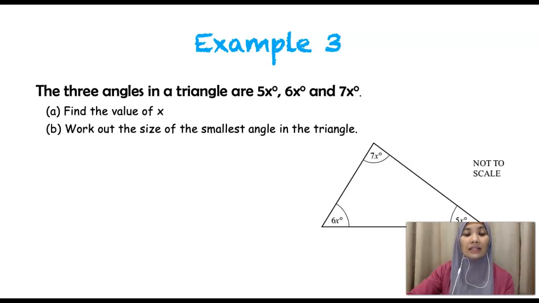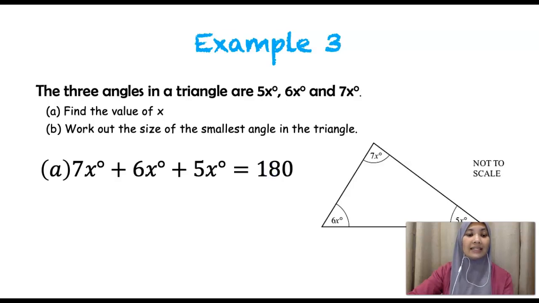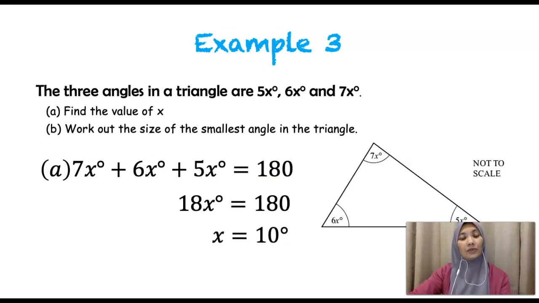The total angle inside the triangle must equal 180 degrees. So put it into the equation: 7x plus 6x plus 5x equals 180 degrees. Now you can just add up all the x terms. So 7 plus 6 plus 5, that is 18x equals 180 degrees. To get the value of x, you take 180 and divide by 18, then your x is just 10 degrees.